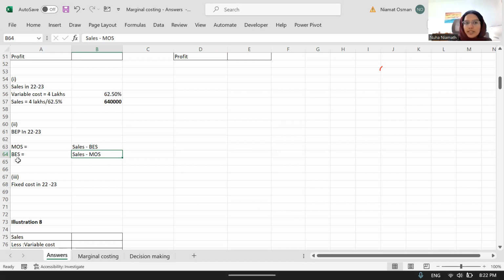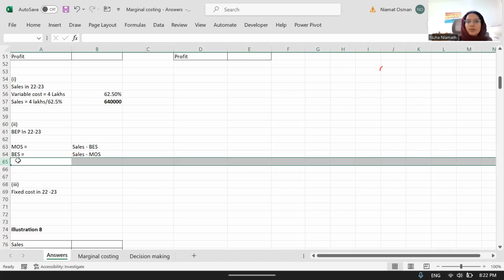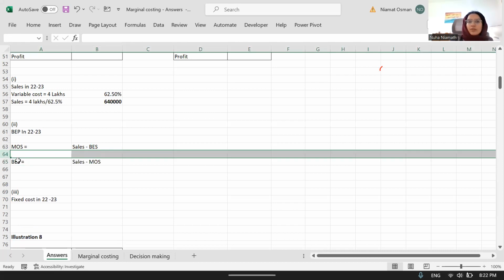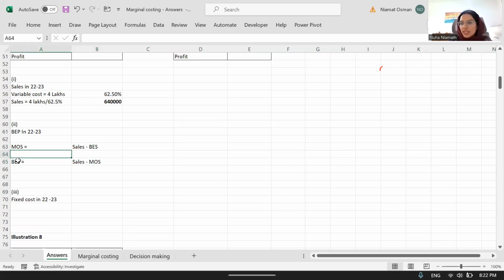Okay, let me make it a little more understandable here. Margin of safety is equal to sales minus break-even sales. Sales is equal to what? Margin of safety plus break-even sales. Clear here? Okay, this is understood. So try to understand the overall picture. Your total sales is what? Your break-even sales plus that additional margin of safety. Correct? Question has given what?